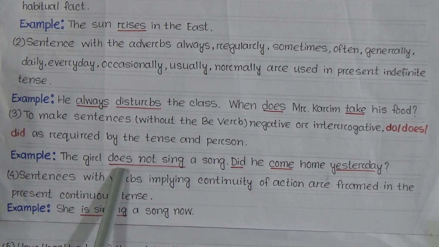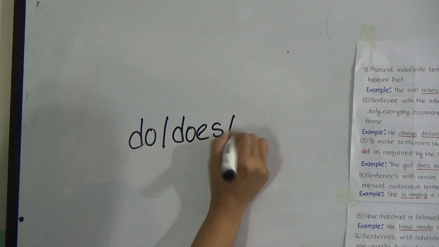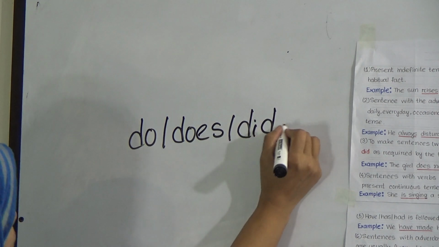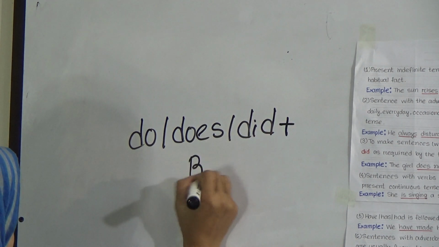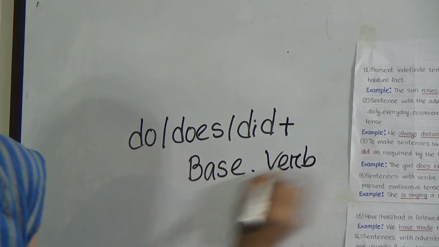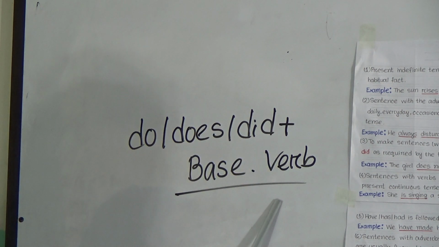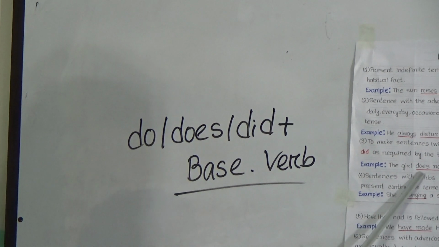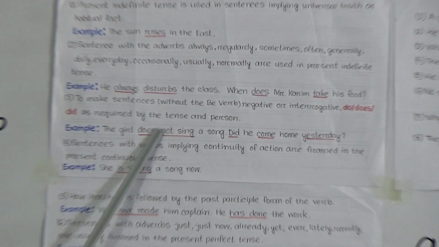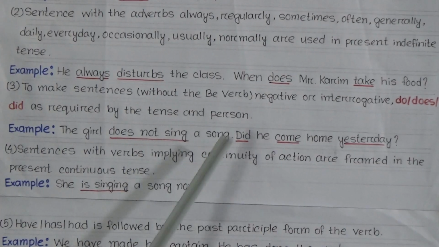And keep in mind that after do, does, did, we always have to use the base form of the verb. So you can say does not sing. Here we have used does, and after does we have used the base form, sing. It is: does not sing a song.